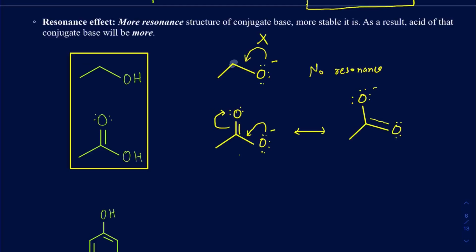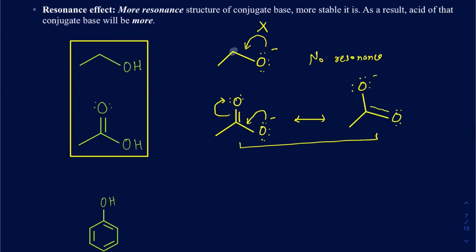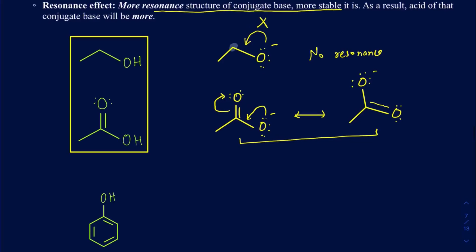The more resonance structures you have, the more stable your conjugate base is going to be. So that's how we're going to be looking at it. More resonance structures of the conjugate base, more stable it is, and as a result, the acid of that particular conjugate base will be more acidic. Since we don't really have any resonance for the first one, and we've got resonance for the second one, the acidity of the second one is going to be greater. So I can say this is going to be more acidic than the first one.